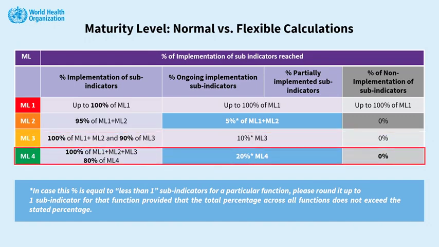For achieving maturity level 4, 100% implementation of all the maturity level 1, 2, and 3 sub-indicators, and 80% implementation of all the maturity level 4 sub-indicators is required. This leaves 20% flexibility for ML4 sub-indicators. Again, no sub-indicator can be scored as non-implemented.